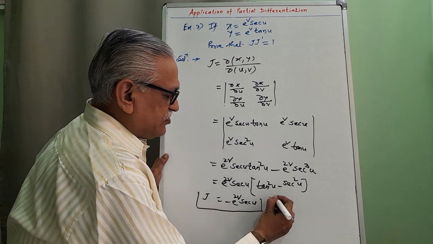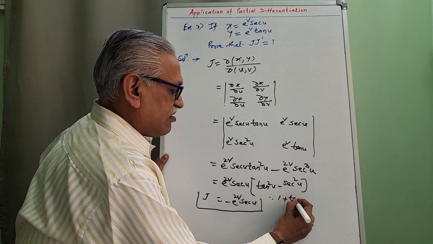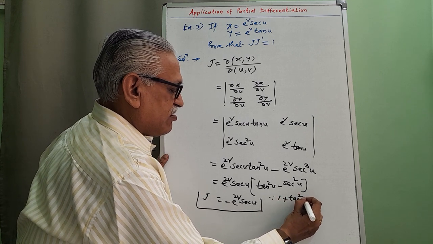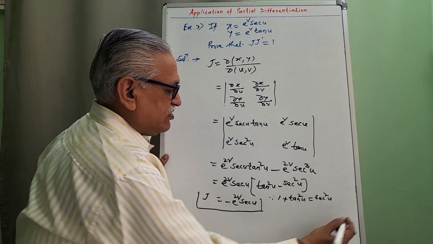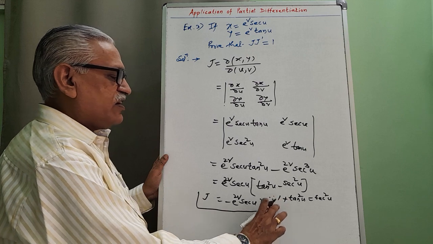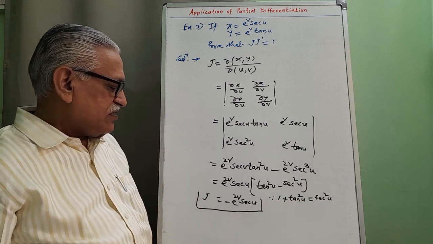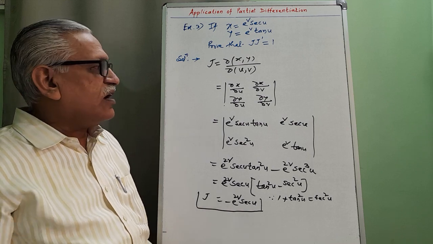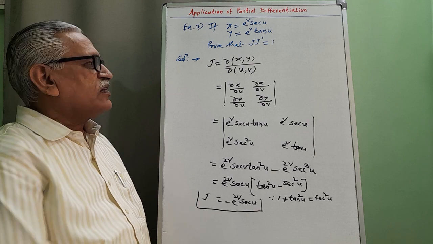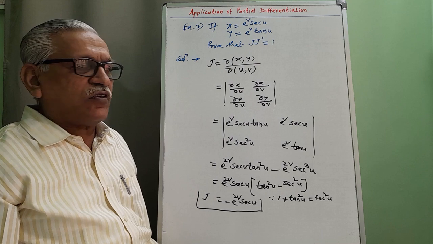We know that 1 plus tan square u is secant square u. Therefore, tan square minus secant square is minus 1. And therefore, we get that value as minus e raised to 2v into secant u. Here the first half is over. Then in the second part we need to find J dash, that is the reciprocal of this.